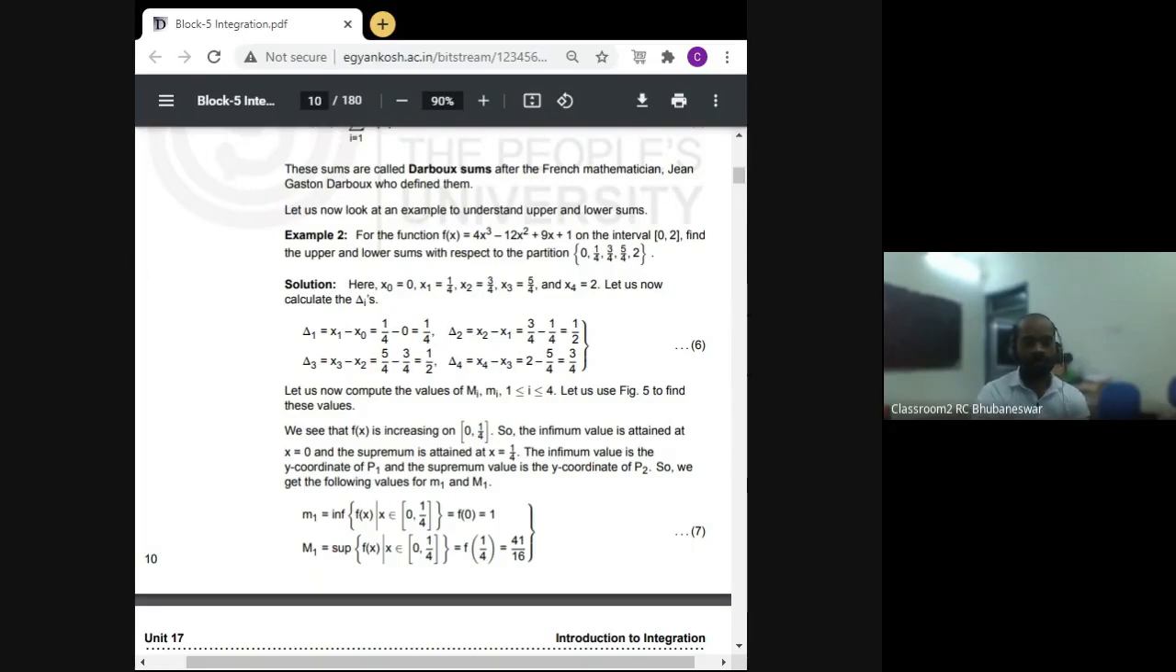Now, do you have any question about the upper Darboux sum, the lower Darboux sum, or the partition of a set? Anyone can reply.